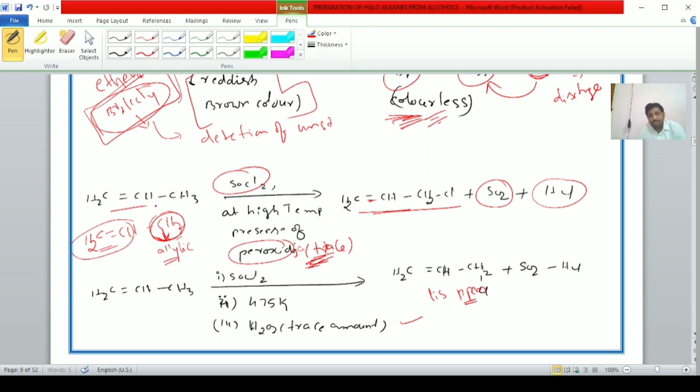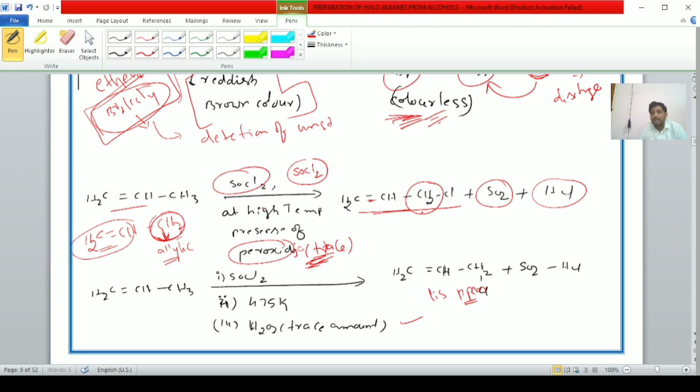When propene CH3 single bond CH double bond CH2 reacts with thionyl chloride SOCl2 at high temperature and in the presence of peroxide, allylic hydrogen is replaced. Here addition reaction does not take place, student. Allylic hydrogen will be replaced.